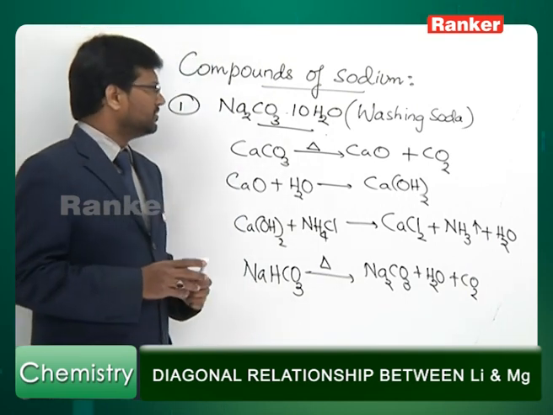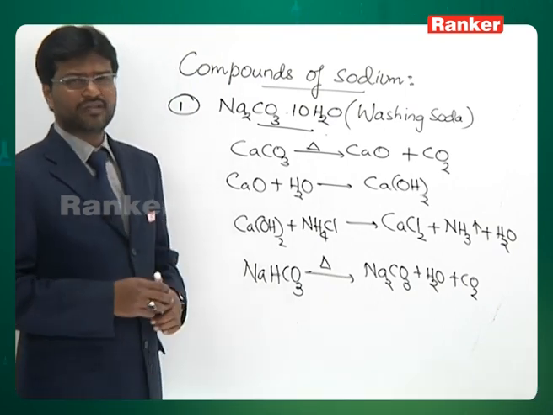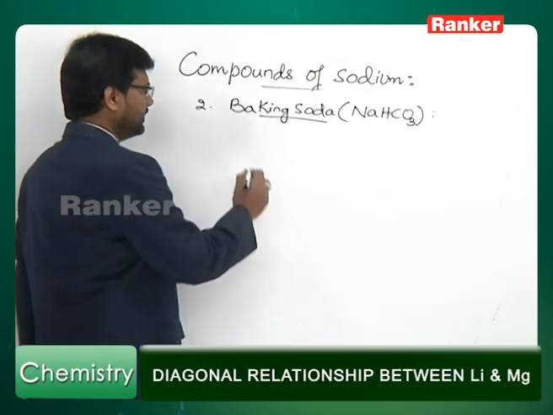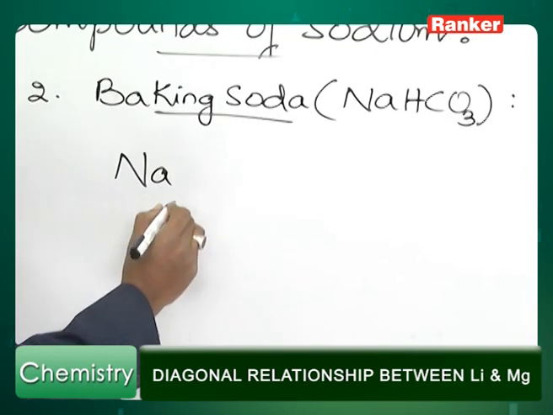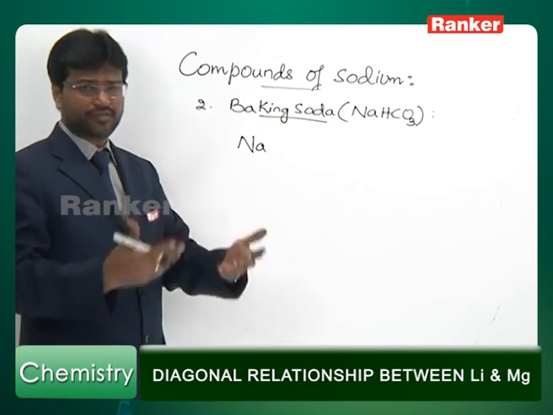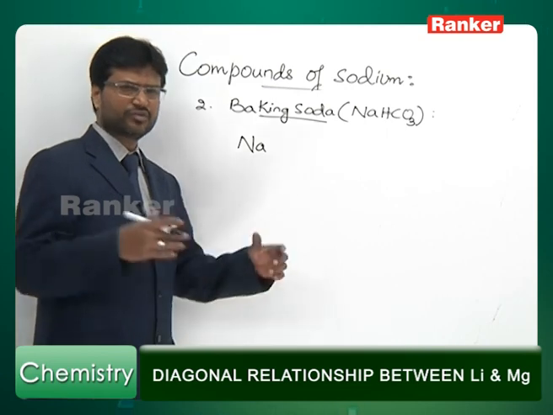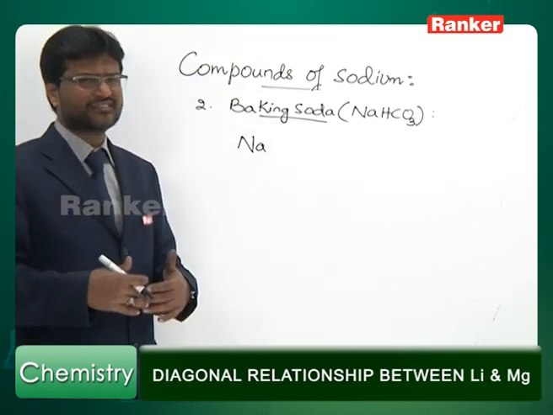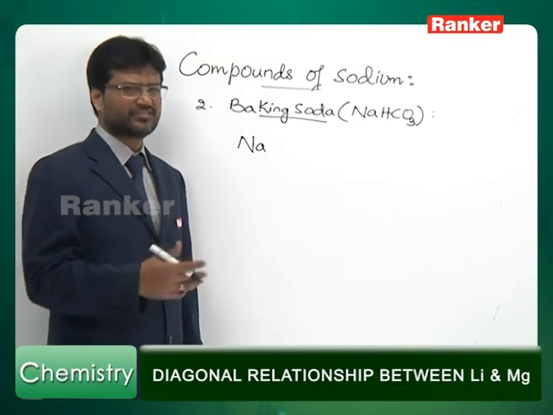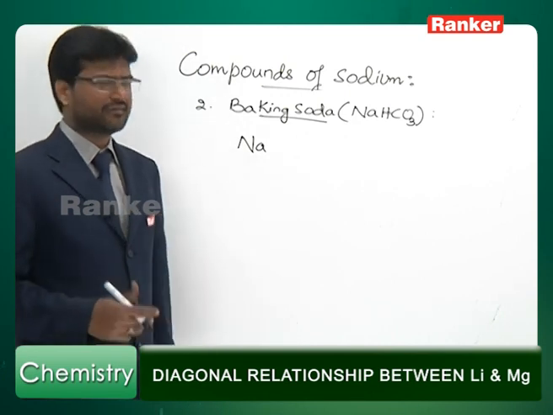We will move on to the next compound of sodium, that is baking soda. The formula is NaHCO3, baking soda. Baking soda, as already discussed in the previous section, is formed during the Solvay ammonia process as an intermediate substance. See, when you pass carbon dioxide gas and ammonia gas simultaneously in a solution of sodium chloride, that is brine solution, you get sodium bicarbonate precipitated out, which is filtered and recovered.